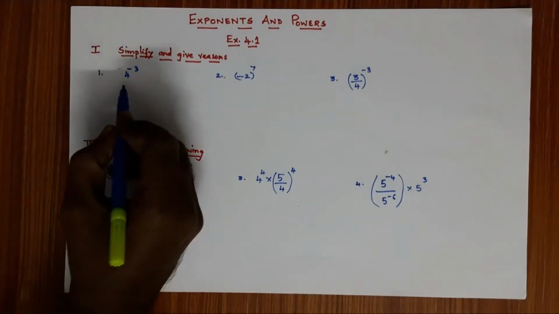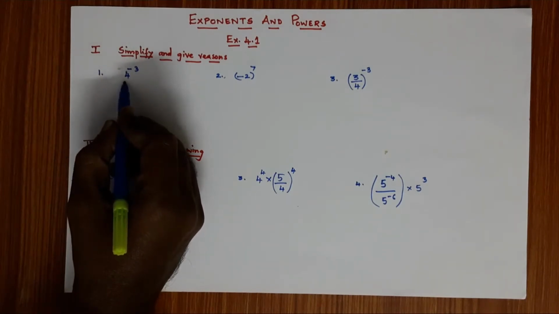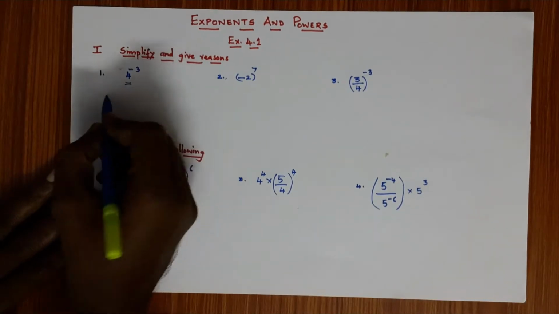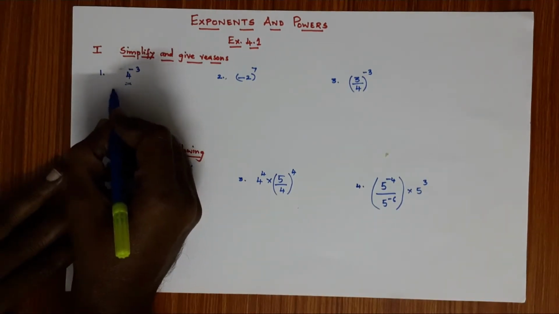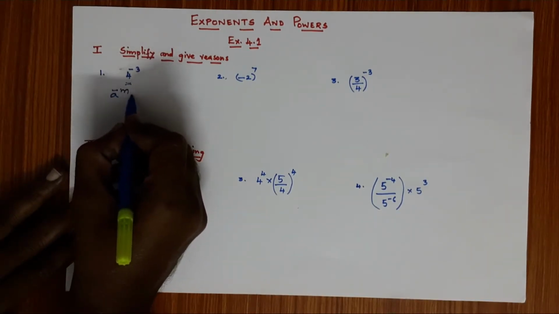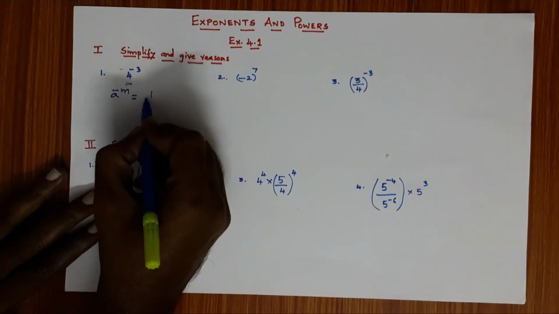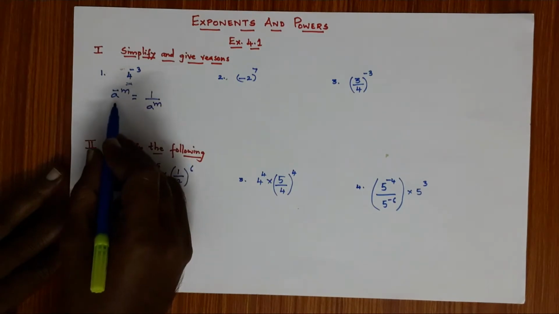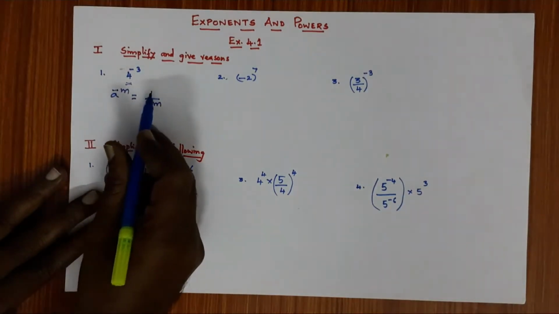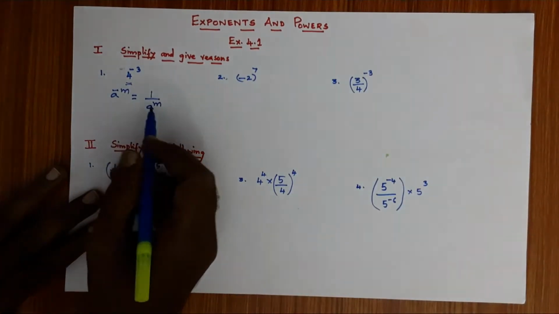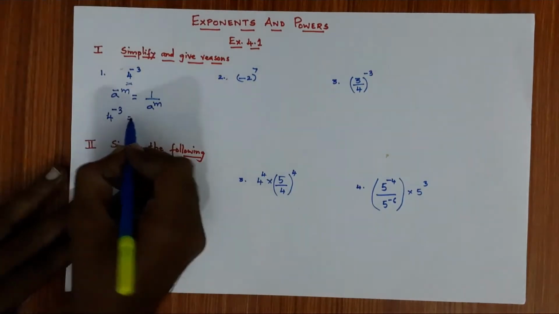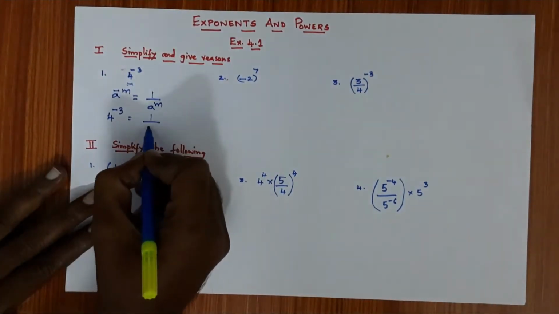Now we have to do the problems based on the formula. The given problem is in the form of a to the power of minus m, so this can be written as 1 by a to the power of m. In the laws of exponents we have learned that a to the power of minus m is equal to 1 by a to the power of m. In the same way, 4 to the power of minus 3 is equal to 1 by 4 to the power of 3.